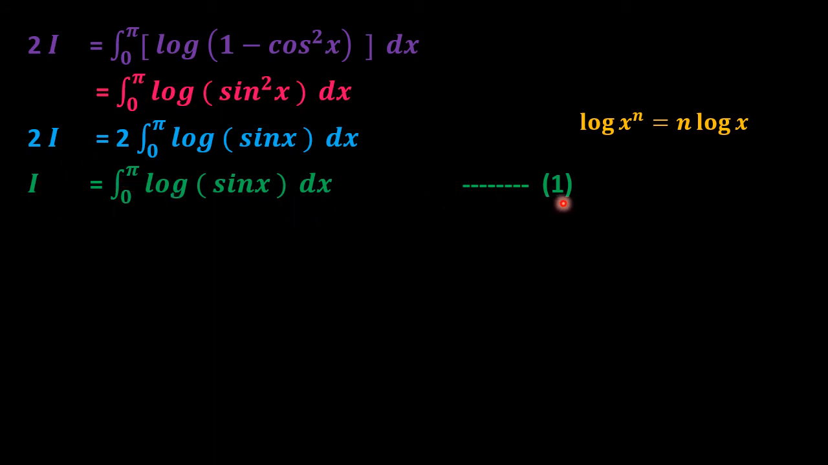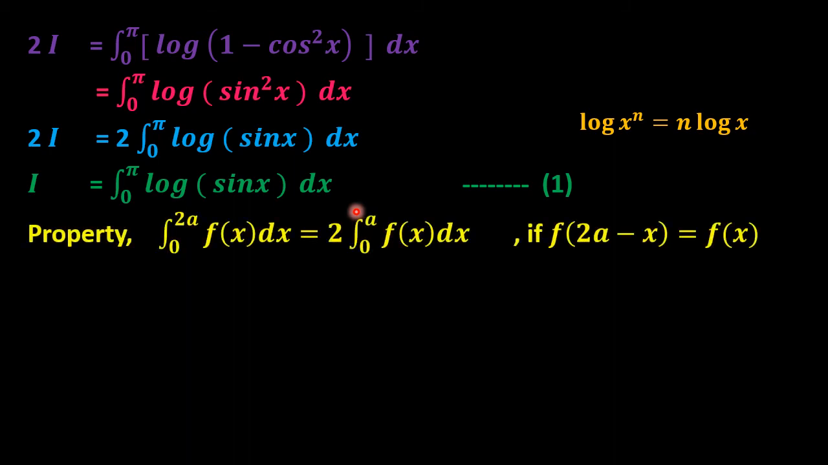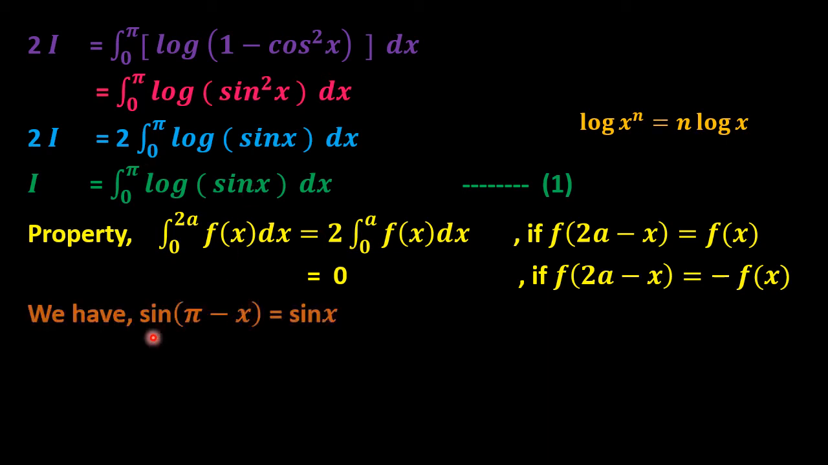So again let this be equation number 1. Now here we have to use property number 6, and this is our property number 6. Our function here is log sin x, and this x will be replaced by upper limit minus x. So sin of pi minus x, or sin 180 degree minus theta, is sin theta only. So it is an even function. So we have to utilize this.